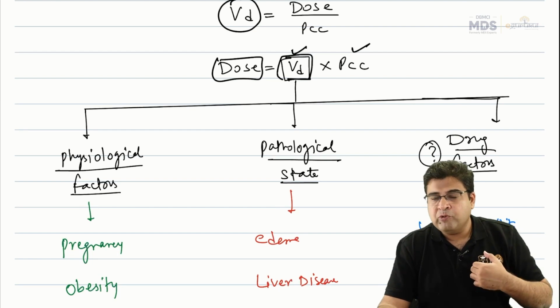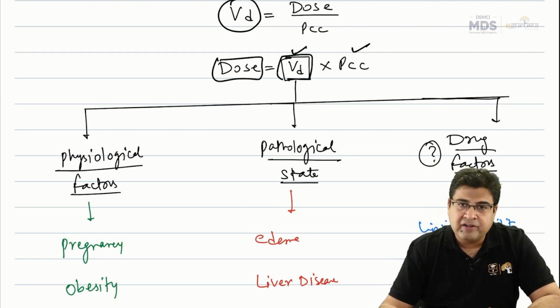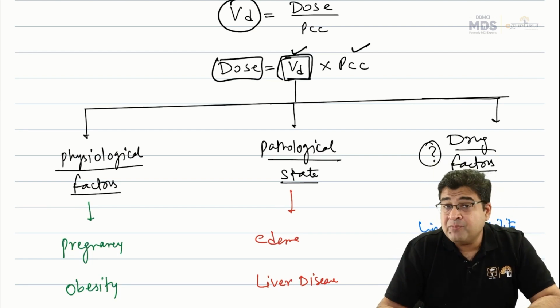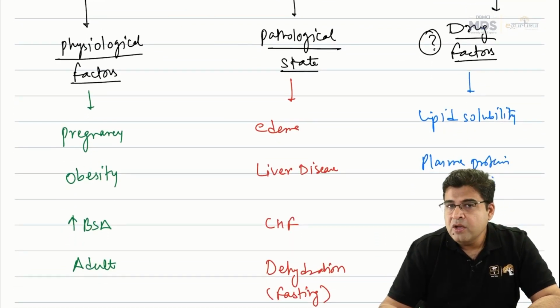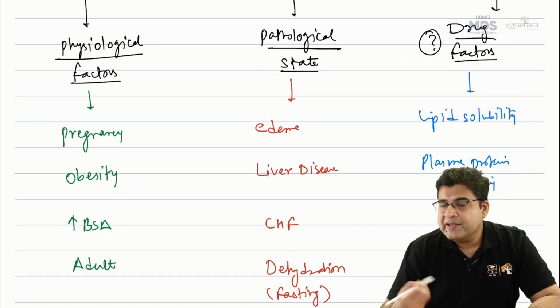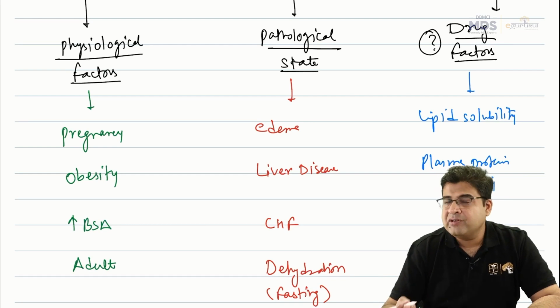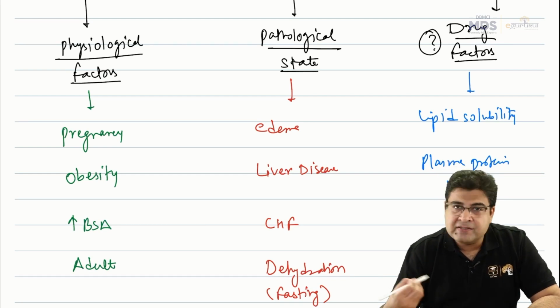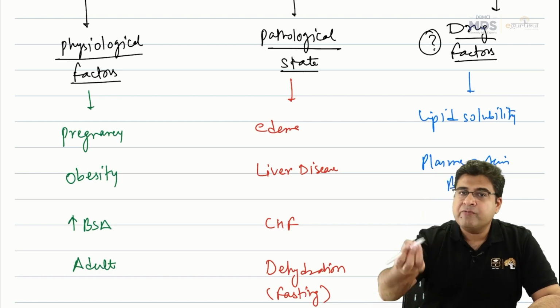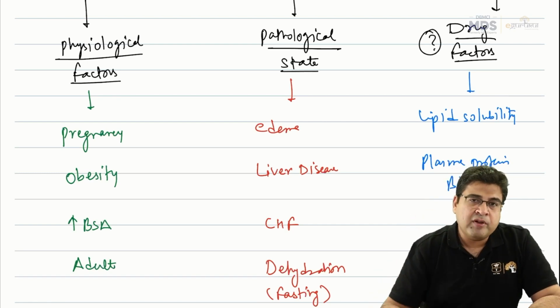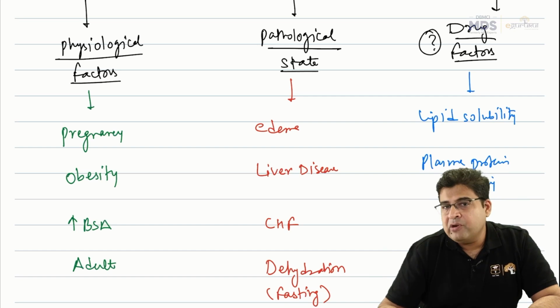My volume of distribution is different, your volume of distribution is different. So this volume of distribution depends upon some physiological factors. Very simple, guys. The more the size of the body, the more the volume of distribution; the less the size of the body, the less the volume of distribution. The more the number of compartments present in your body, the more the volume of distribution; the fewer the compartments, the less the volume of distribution.